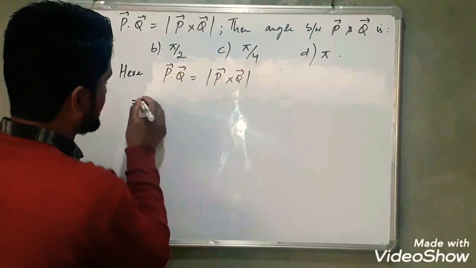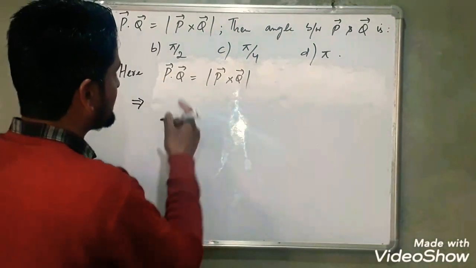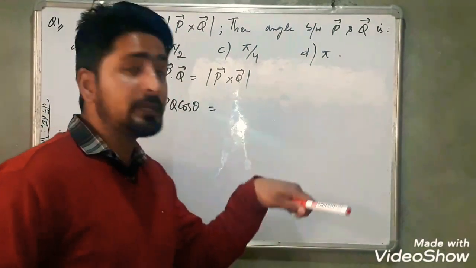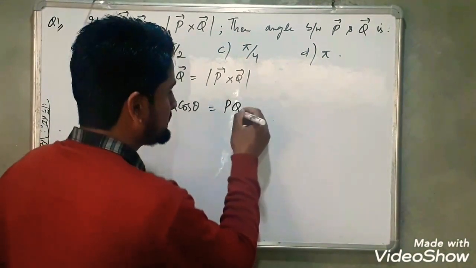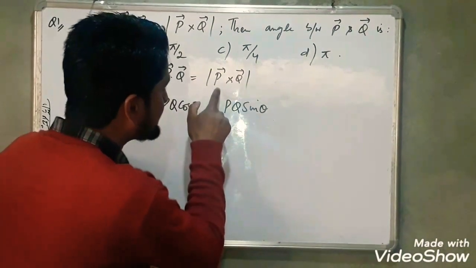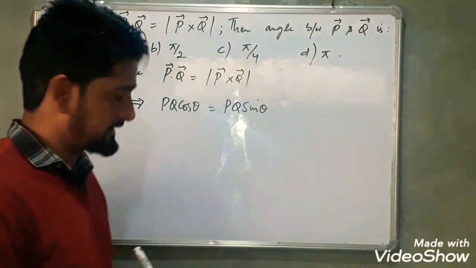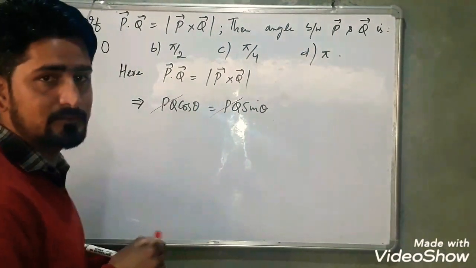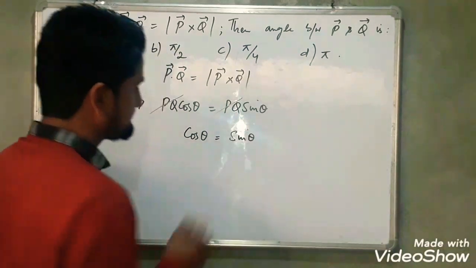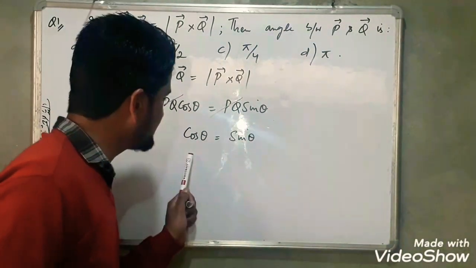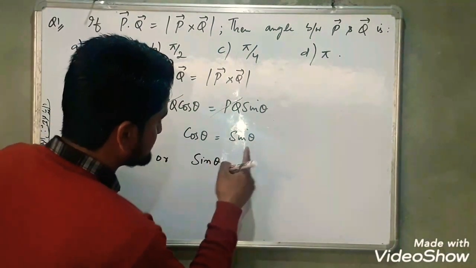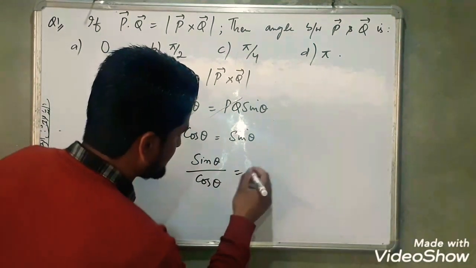We know that A dot B equal to A B cos theta, so P dot Q will be equal to P Q cos theta, and magnitude of P cross Q is always equal to P Q sine theta. So P Q cos theta equals P Q sine theta. P Q and P Q will cancel. So we can write cos theta is equal to sine theta, or sine theta divided by cos theta equal to 1.